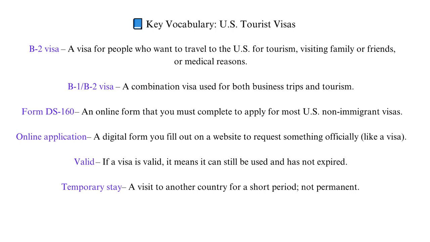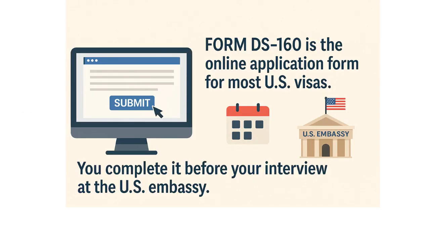An online application is a digital form you fill out on a website to officially request something, like a visa. If a visa is valid, that means it can still be used. It hasn't expired yet, and the traveler can enter the country. A temporary stay means visiting another country for a short time. It is not a permanent move, just a visit. Remember, Form DS-160 is the online application form for most US visas. You complete it before your interview at the US Embassy.